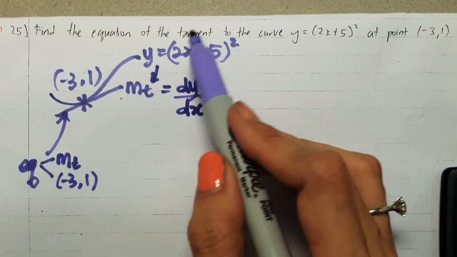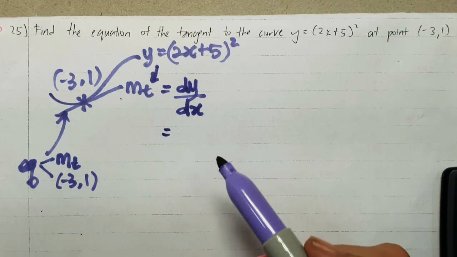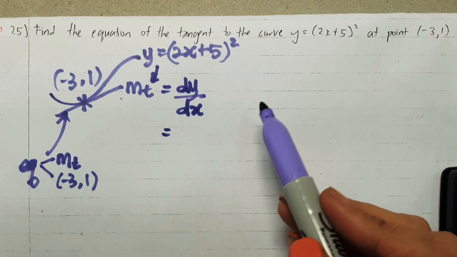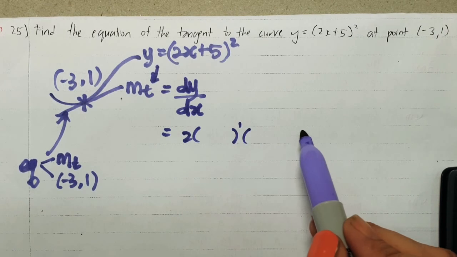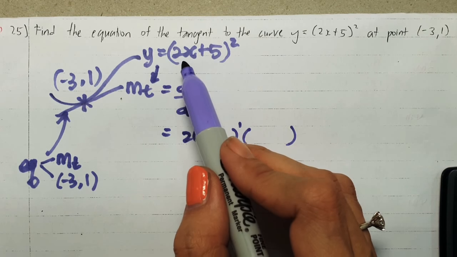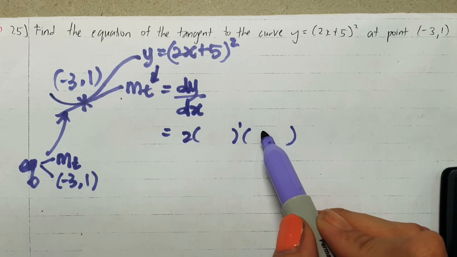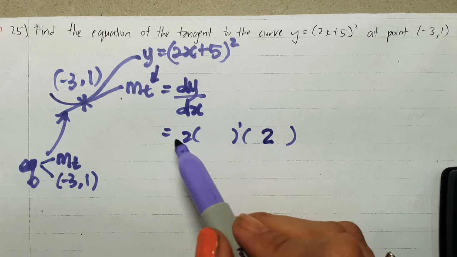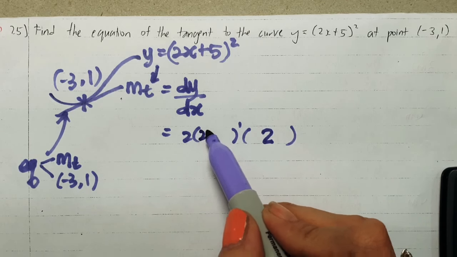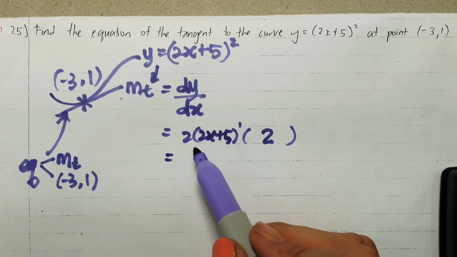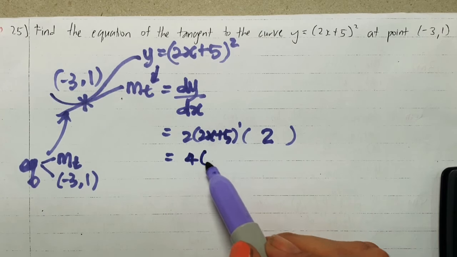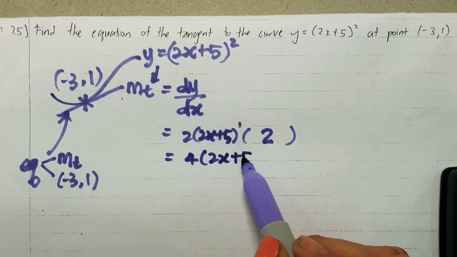So how do we differentiate this one? This one we have to use the chain rule. So we do outside and do inside. Differentiate outside followed by differentiate inside. Inside, 2x plus 5, differentiate is 2. Because we just differentiate outside, the inside still remains untouched. So therefore, we will have 4 times (2x + 5).